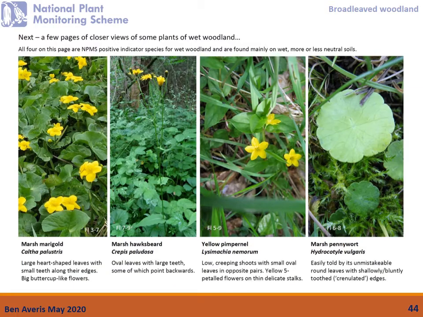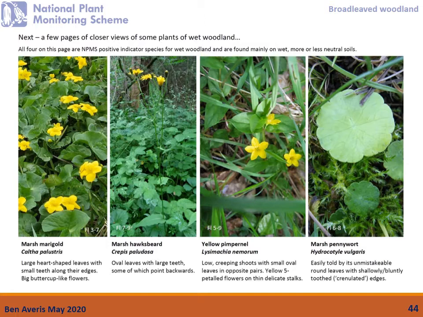Here are closer views of some of the species that we get on the ground in wet woods. And it's not just on this page, there'll be some more pages, by the way, of closer views of ground layer species, not just these four. There, we have at the left marsh marigold, heart-shaped leaves that can get quite big, and they've got little teeth along their edges. The flowers are pretty big and yellow, a bit like buttercup flowers, but bigger. The plant is related to buttercup, and it flowers quite early. The first flowers can come through in early spring.